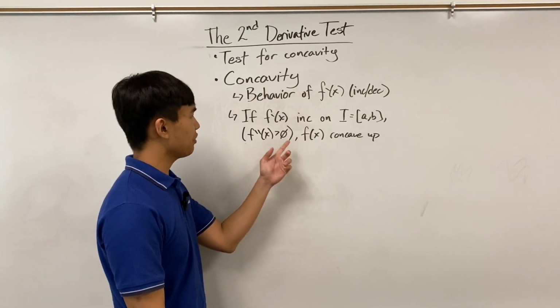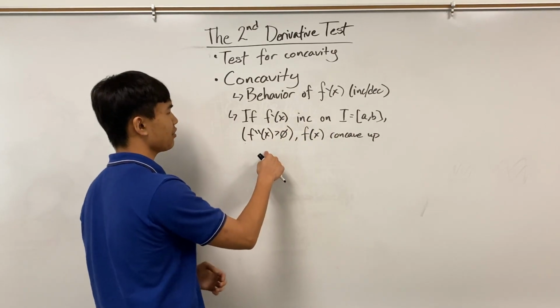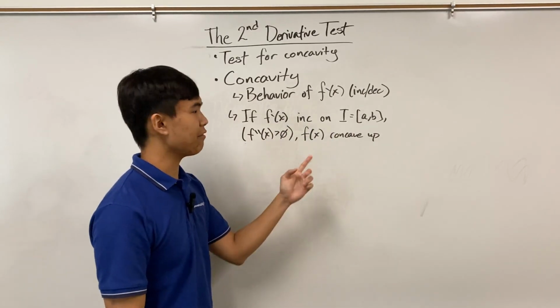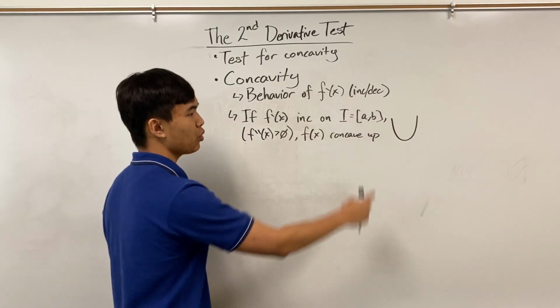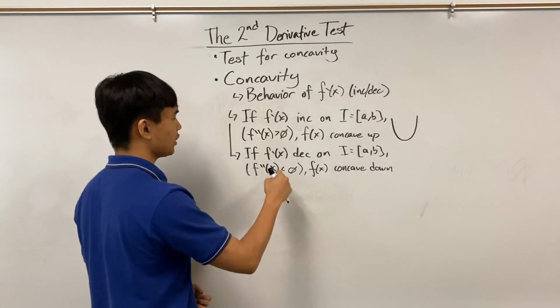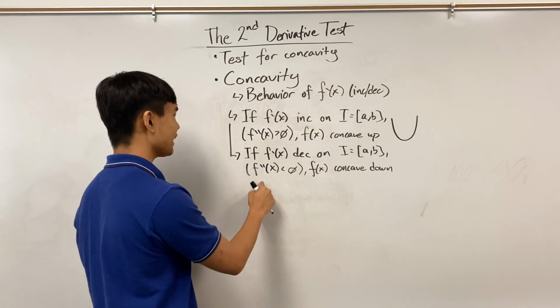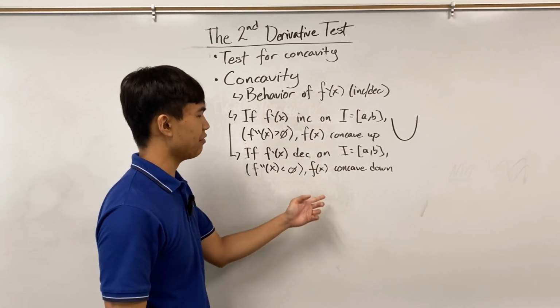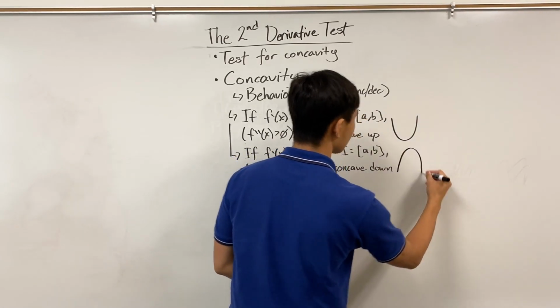If the first derivative is increasing on some interval I from a to b, or the second derivative is greater than 0, then f of x is defined as concave up. The region of a graph that's concave up will look something like this. And concave down is the exact opposite definition. If the first derivative is decreasing on some interval a to b, or the second derivative is negative, then f of x is defined as concave down. And a region of a graph that's concave down will look something like this.